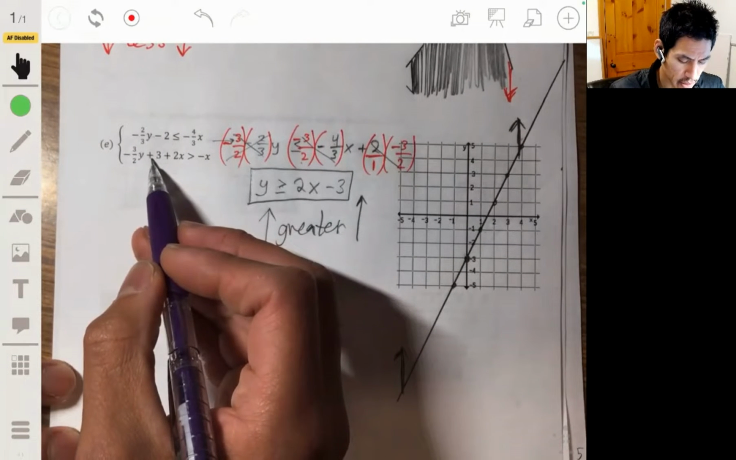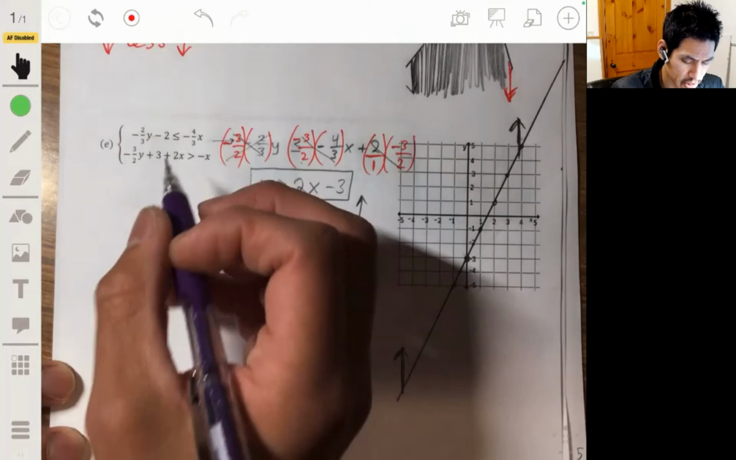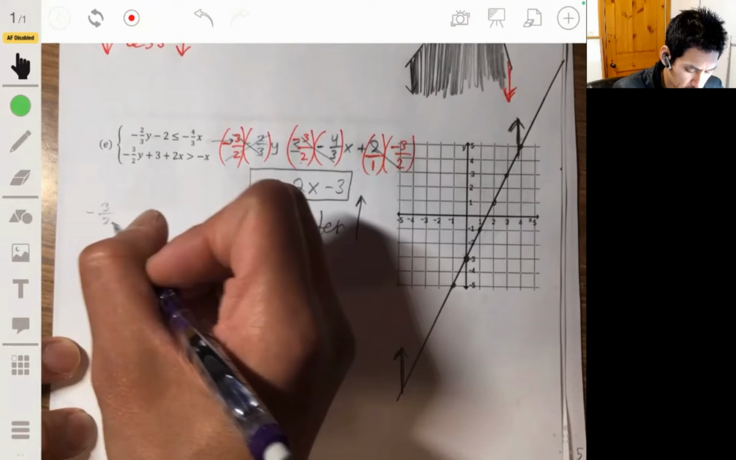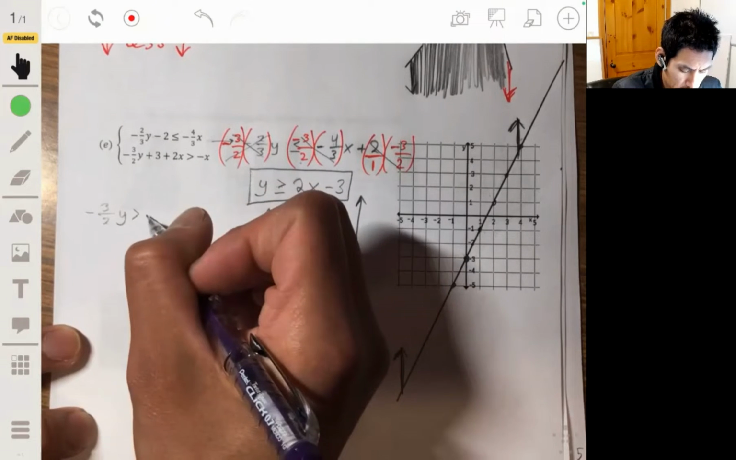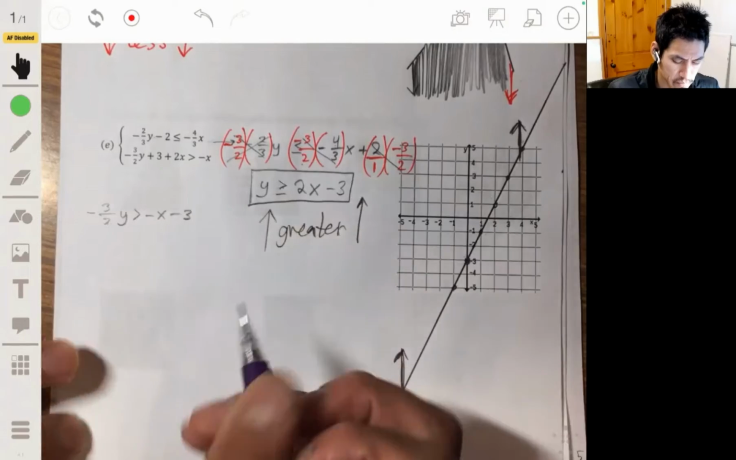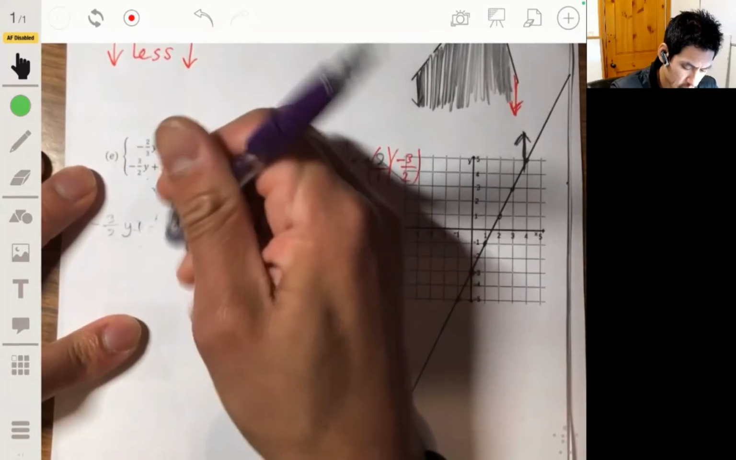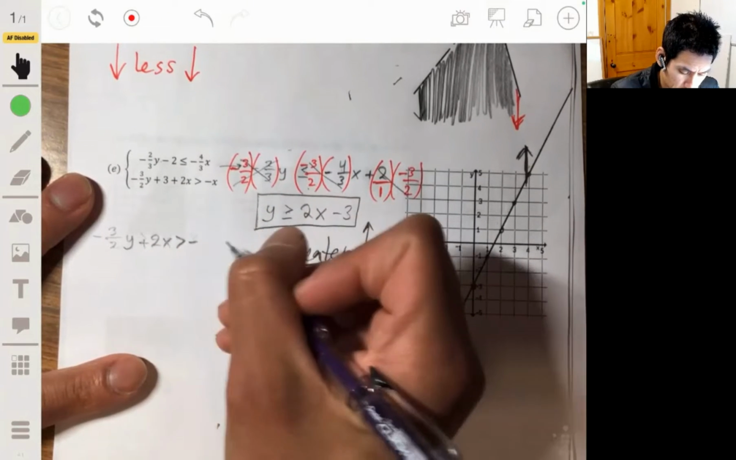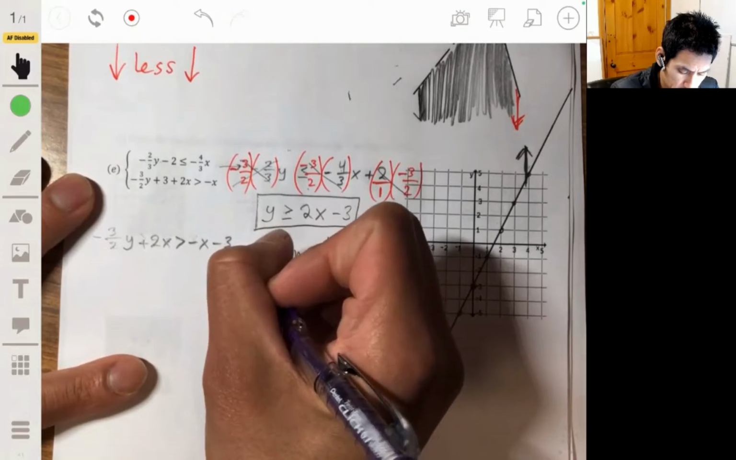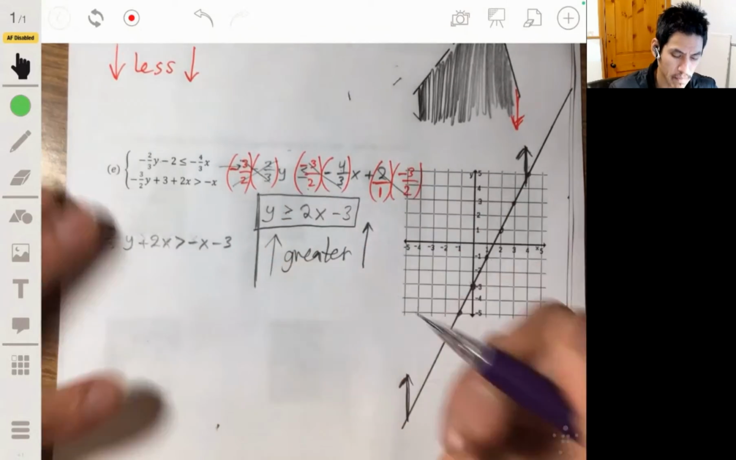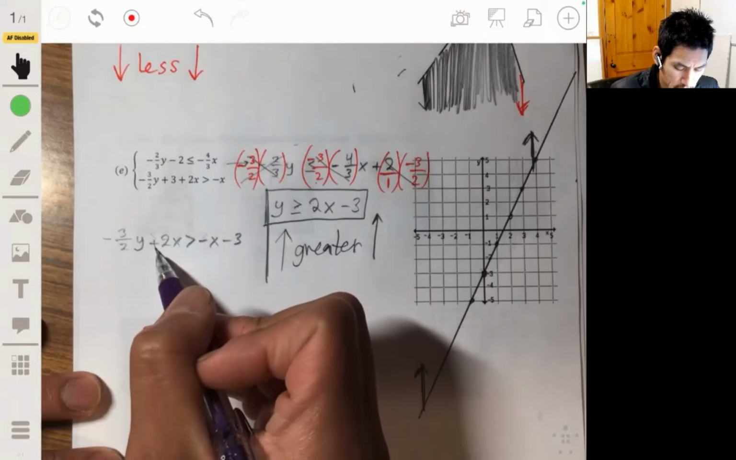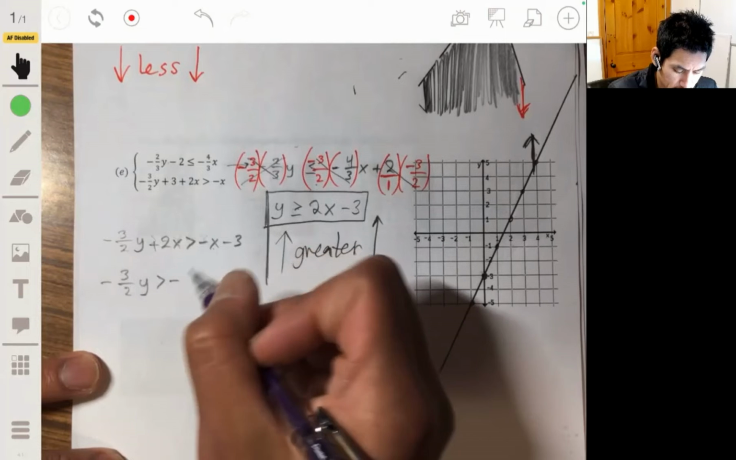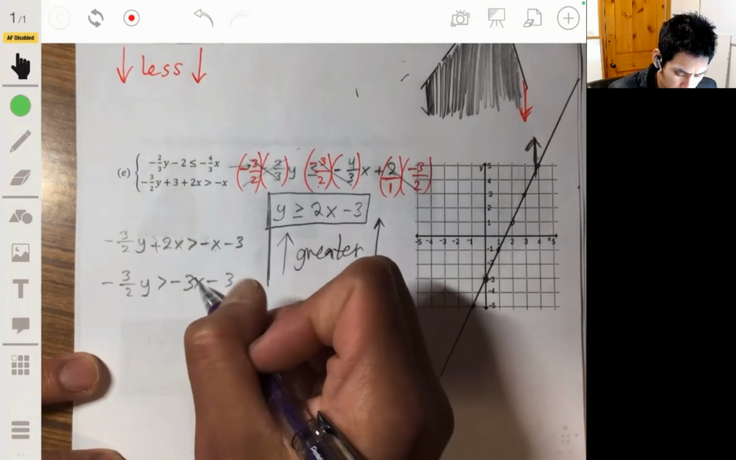Second inequality, let's take away 3 and 2x all at once. Or let's take away actually 3 first. So we'll get negative 3 halves y is greater than negative x minus 3. Oh, that's not correct. Negative 3 halves y plus 2x is greater than negative x minus 3. And then we're going to take away 2x from each side. So we'll get negative 3 halves y is greater than negative 3x minus 3.